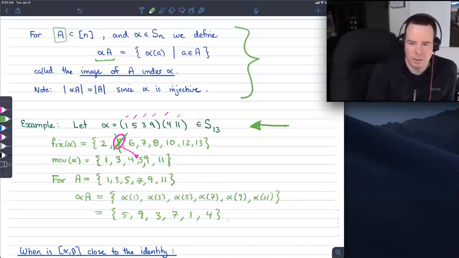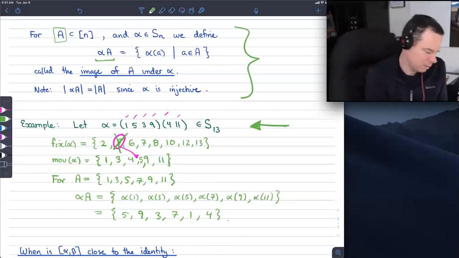And since alpha is a permutation, it'll take all those elements of A to other elements in the set of 1 through n. And so the size of the image of A under alpha is precisely the same as the size of the set A.